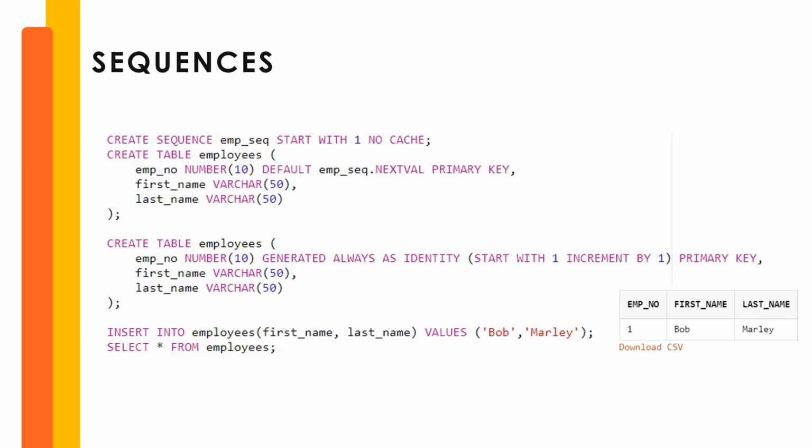Alternatively, in Oracle 12c+, we can use the identity as we can see in here. Emp number is generated always as identity, starting with 1, increment by 1. And once we have done this, if we're going to insert values into our employees table, we no longer need to specify the value for emp number, and we only need to specify the first name and the last name. And if we try to take a look at our select from our table, we will see that we have generated automatically the values for the emp number.